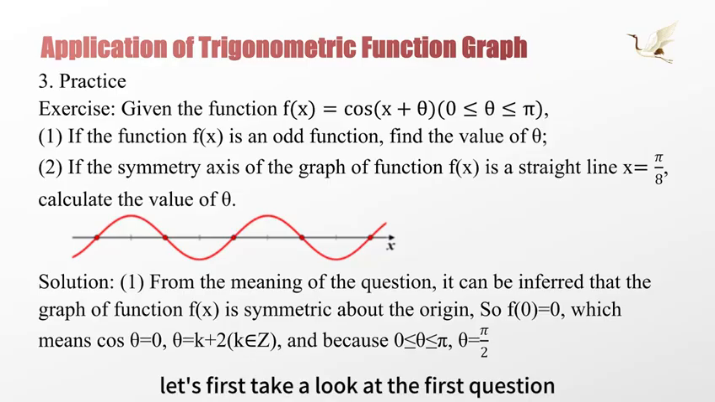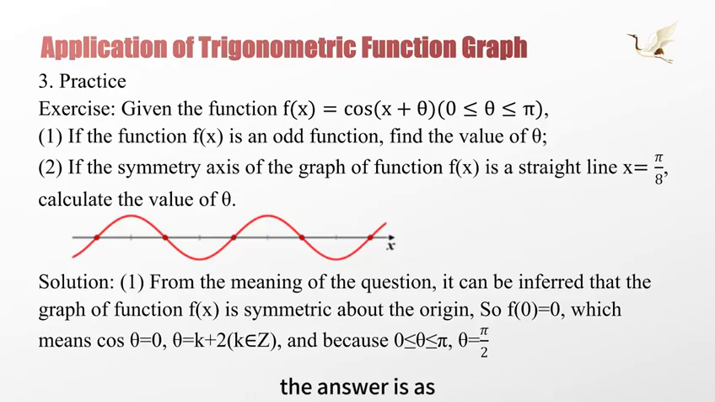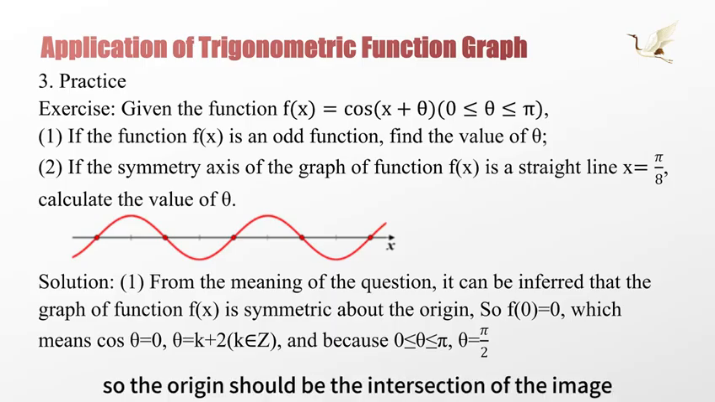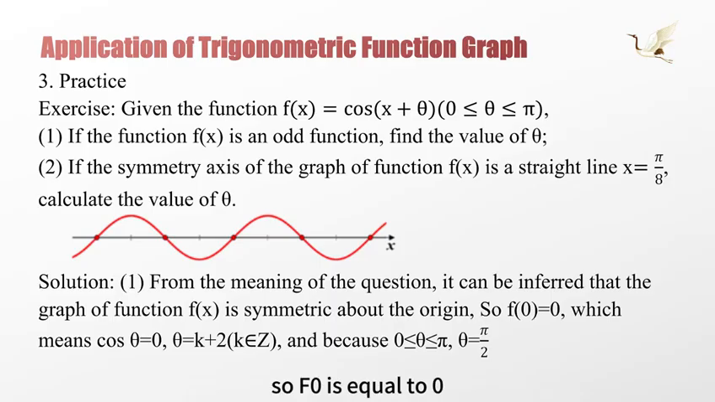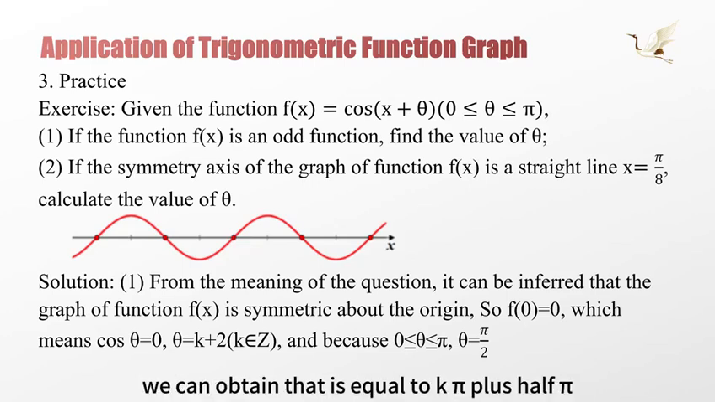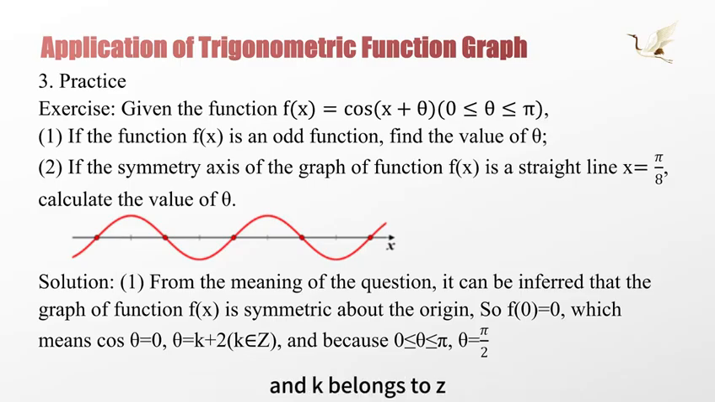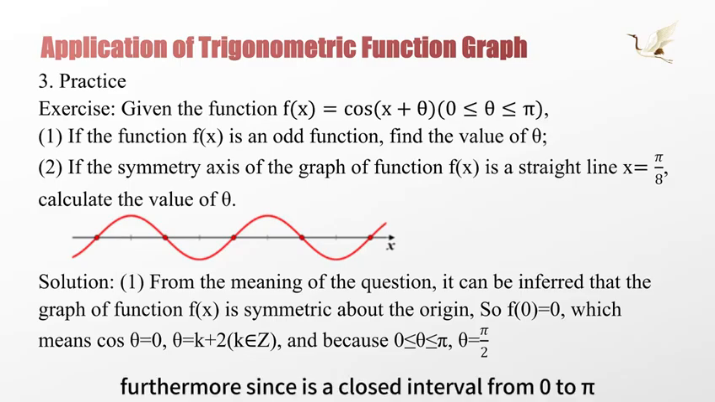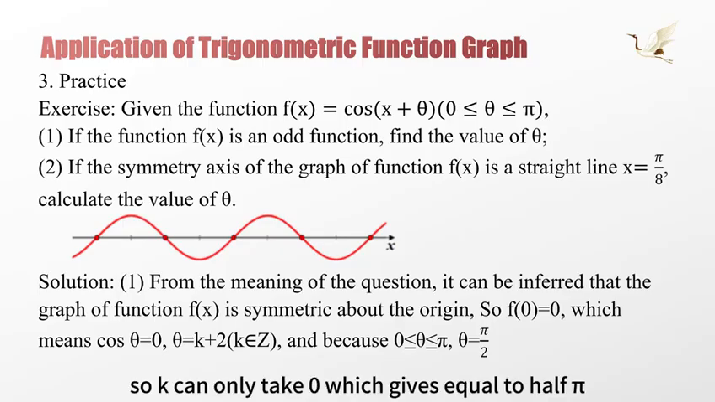Let's first take a look at the first question. The answer is as follows. As the question implies, the graph of function f(x) is symmetric about the origin, so the origin should be the intersection of the image and the x-axis. So f(0) is equal to 0. This yields cosine φ equal to 0. Then, based on the definition of the cosine function, we can obtain that φ is equal to k pi plus half pi, and k belongs to Z. Furthermore, since φ is in the closed interval from 0 to pi, k can only take 0, which gives φ equal to half pi.